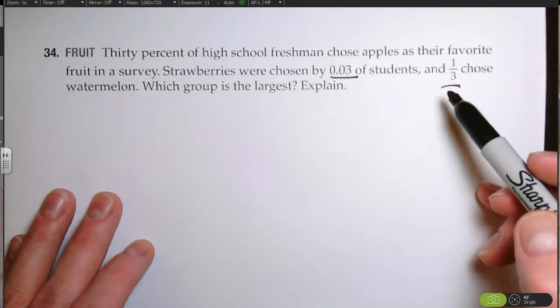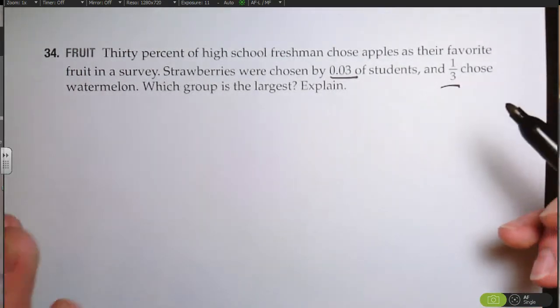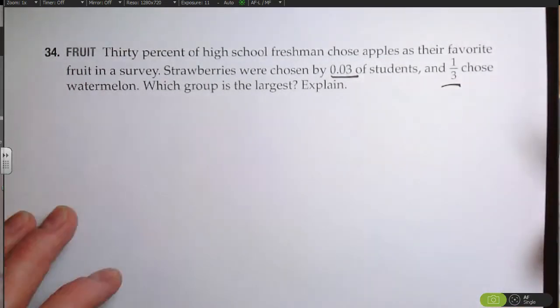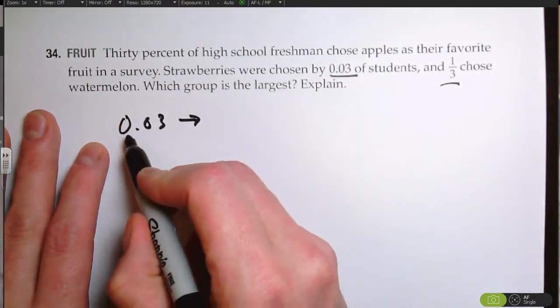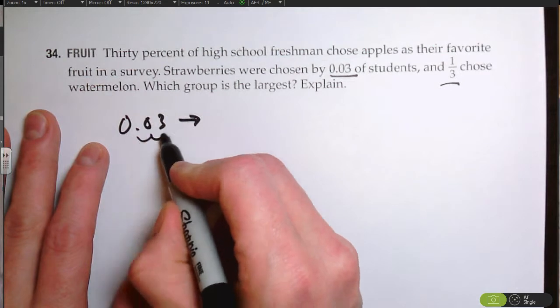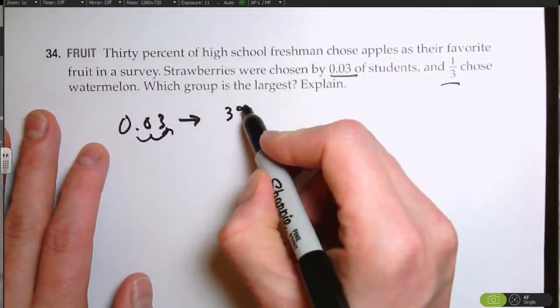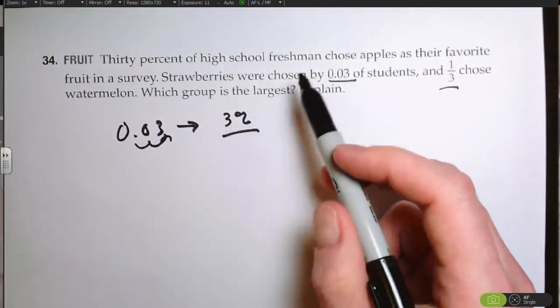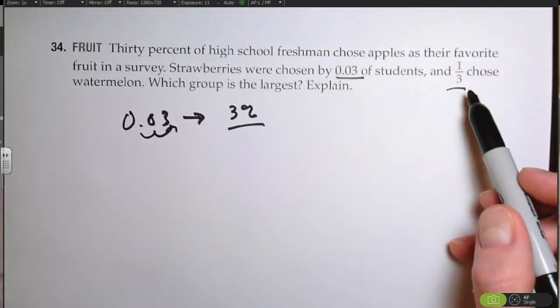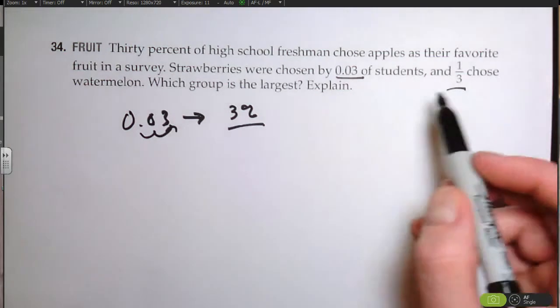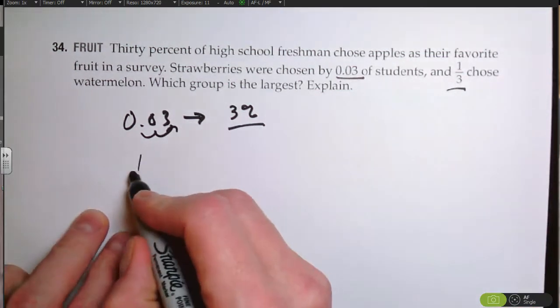But we can convert this to percent, which is kind of what they're anticipating us to do, or at least to decimal, and then think about it as a percent. So 0.03 as a number, move it 2 to the right, is 3%. So only 3% of students like strawberries. Now the next thing is 1/3 chose watermelon. So the question is, what percent is 1/3?